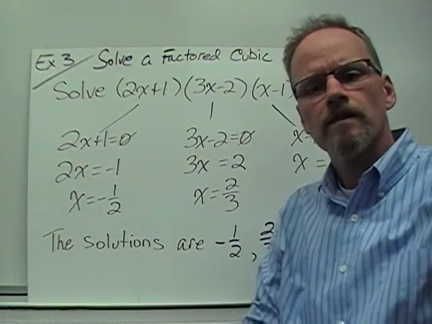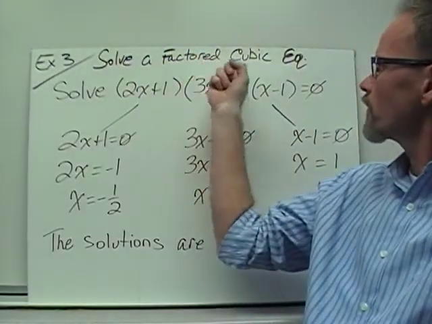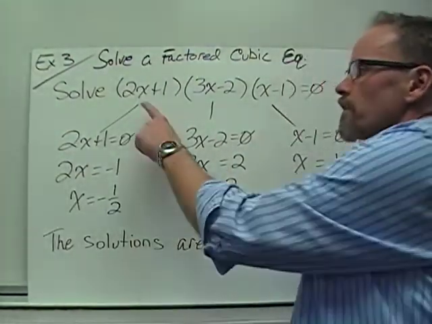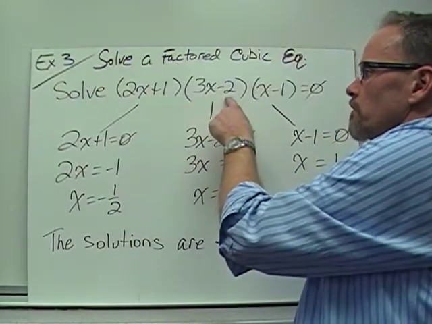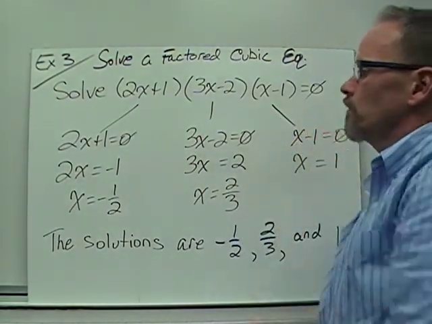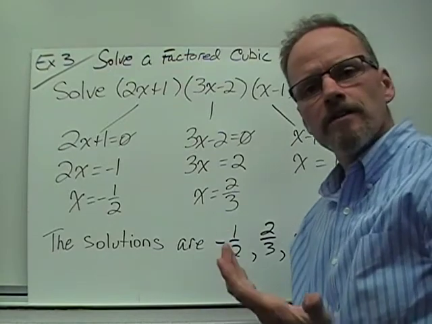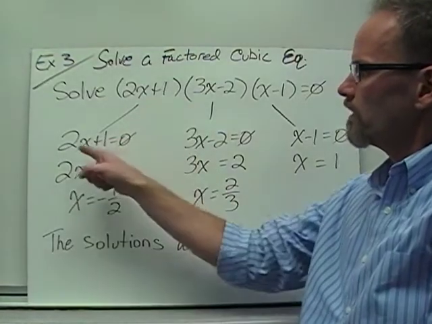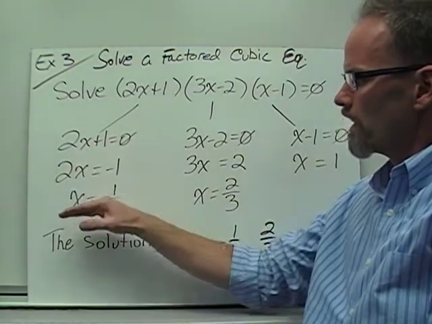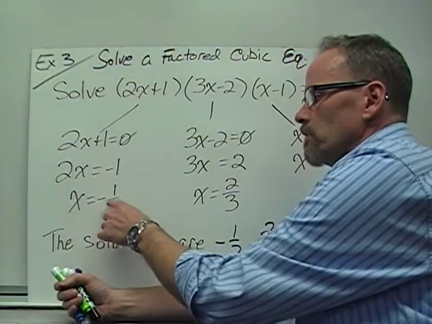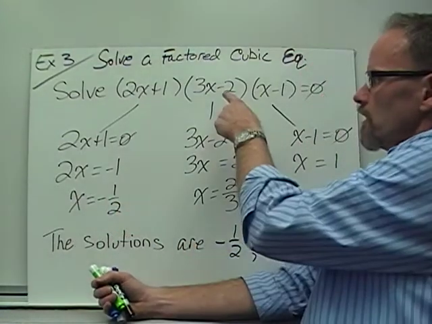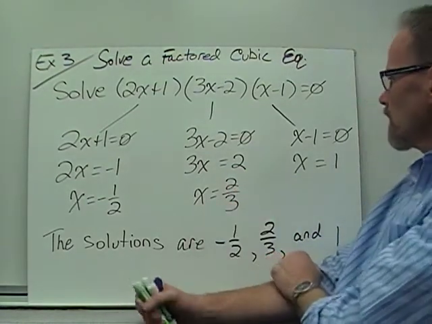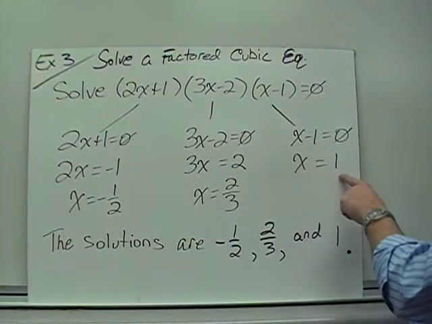Okay, so that was for quadratics. We're going to solve a factored cubic equation. Cubic means 3, so that means we've got 3 factors: 2x plus 1, 3x minus 2, x minus 1 equals 0. All you have to do is set them all to 0 and find out what the solutions are. So we take this one here, 2x plus 1 equals 0. When you work out the math, you will find that x equals -1/2. Same with this one here, you will find that x equals 2/3. And the last one over here, x equals 1.